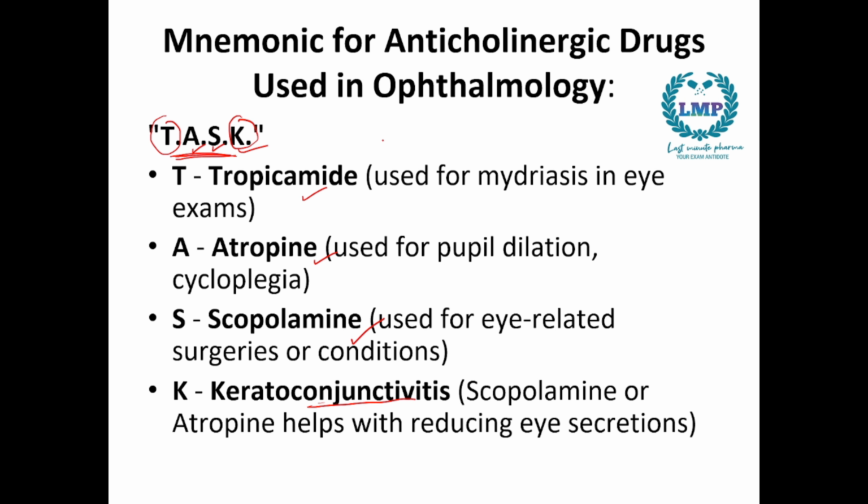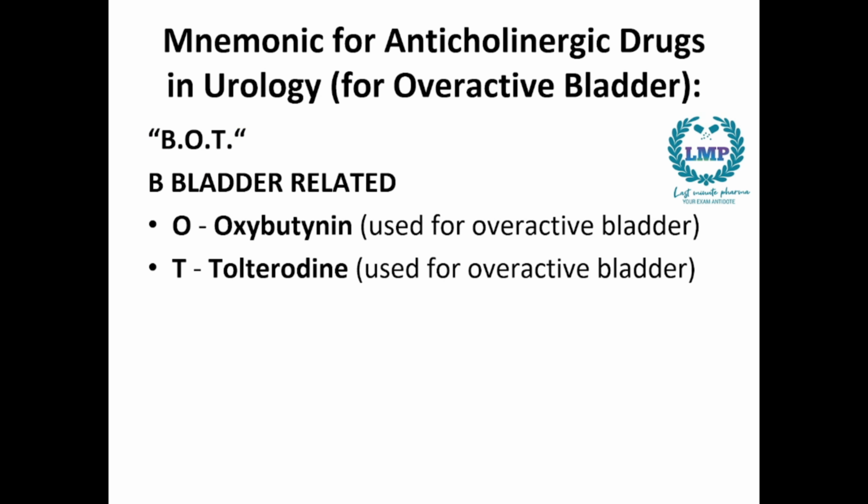Fine. The next mnemonic you can remember is BOT. You know the ChatGPT bot, right? So that bot you can remember with this. It is mainly for overactive bladder, and these act as antispasmodics. What does overactive bladder mean? The patient will be undergoing frequent urination.